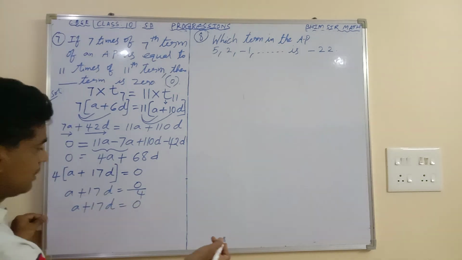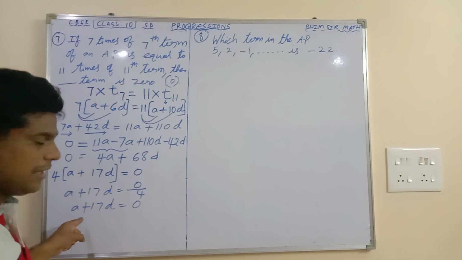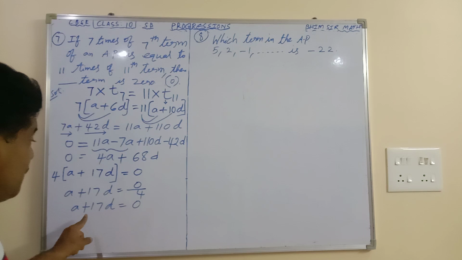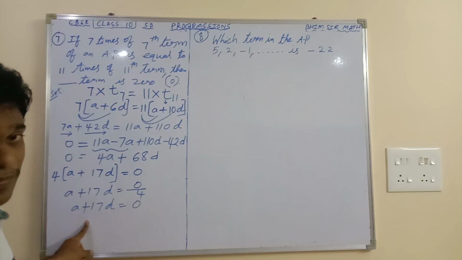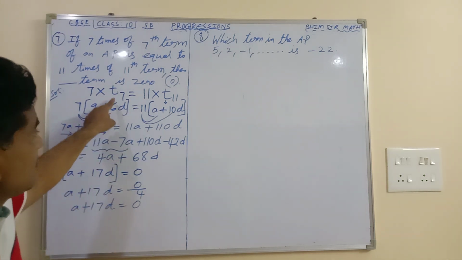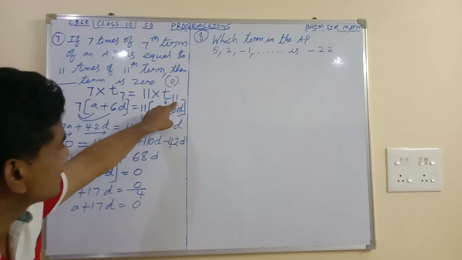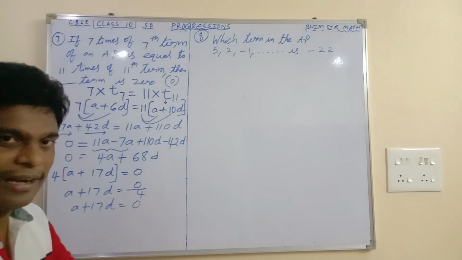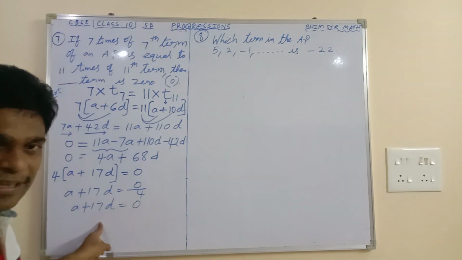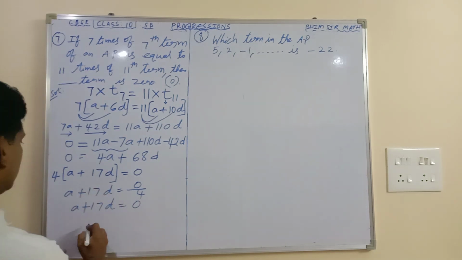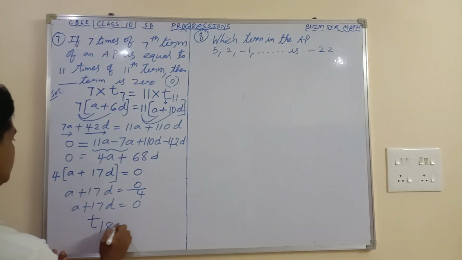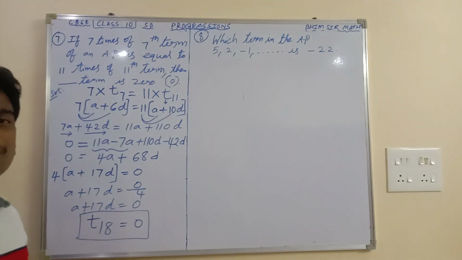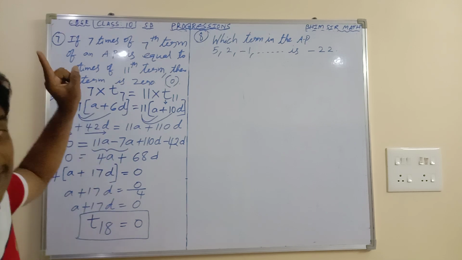0 divided by any value is 0. Think about it once. Which term is this? You know A plus 17D is which term? You know A plus 6D is the 7th term. A plus 10D is the 11th term. A plus 99D is the 100th term. Similarly, A plus 17D is the 18th term. Yes, T18 is 0. This is the required answer. The 18th term should be 0. Here the answer is the 18th term.